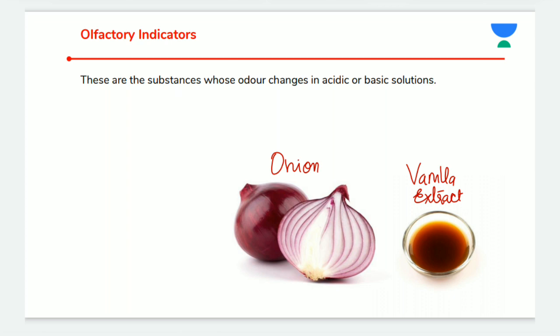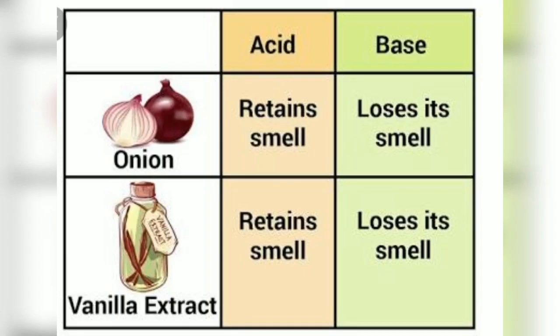Is it okay? Along with this, you can also make particular points to note down. When onion comes in contact with acid, the smell remains as it is, but when it comes in contact with base, the smell changes. Similarly, vanilla extract, in this also, in acidic medium the smell is retained and it loses its smell when it comes in contact with bases.